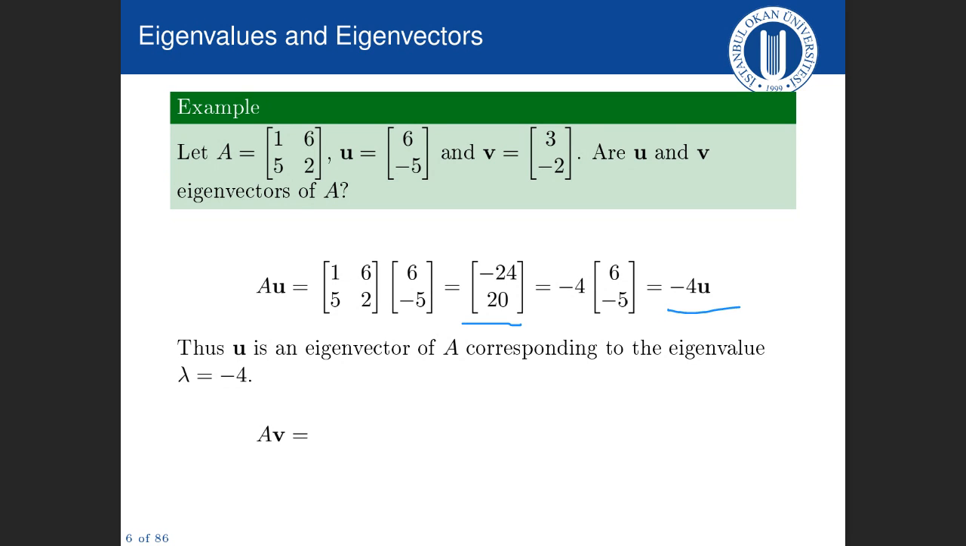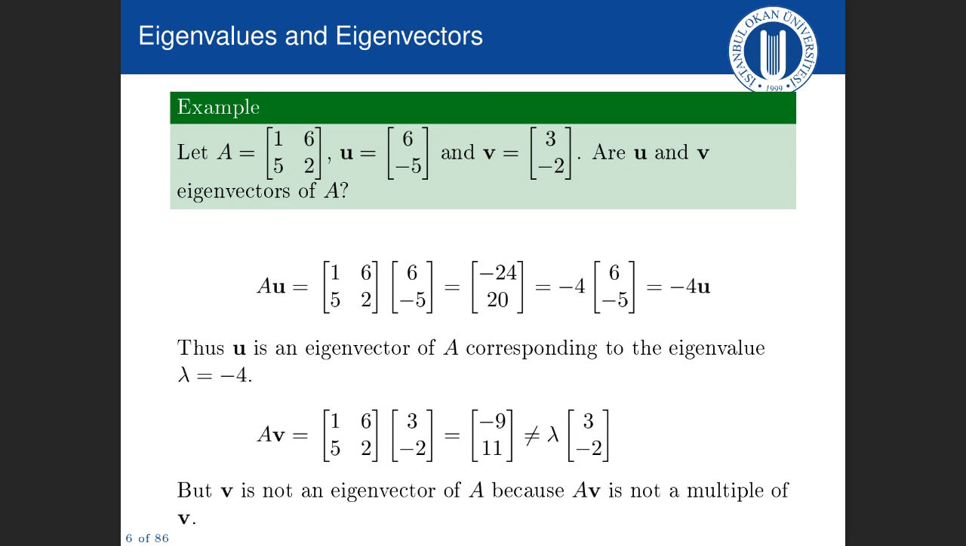And what about v? What do we get if we multiply A by v? We get (-9, 11). And that is not equal to a constant multiplied by (3, -2). So we can see from this that v is not an eigenvector of A because Av is not a multiple of v.